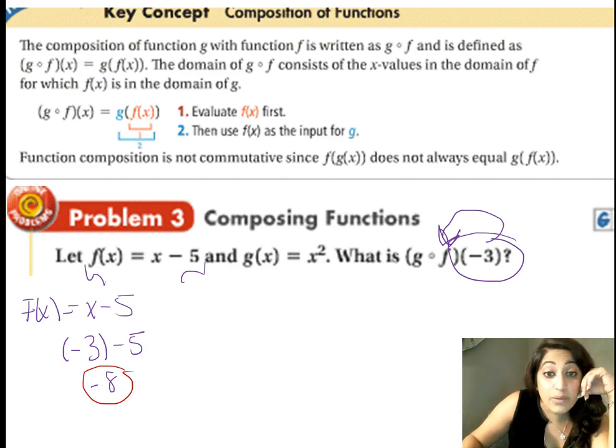Now, once you do the second one first, you got to take this answer, which is going to be my negative 8, and plug it into the g. Because that's your g unit. Just kidding.